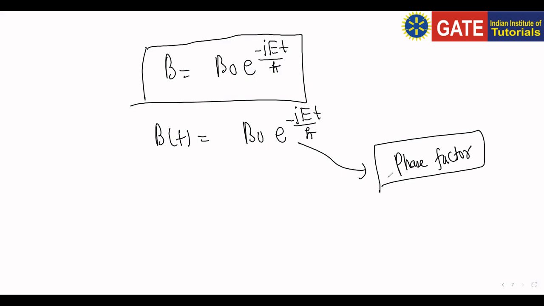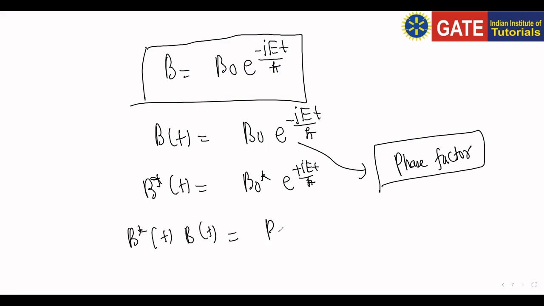And it's irrelevant for us. Because if you take B star of t, you'll have B naught star e to the power plus i E t over h cross, and B star of t times B of t will be B naught times B naught star, that will be mod B naught squared. So whatever the time is, we don't care. We'll always get mod B naught squared. So we started from somewhere, the time dependency will not change, if it's an eigenstate of the Hamiltonian. If it's an eigenstate of the Hamiltonian, that's the important part.